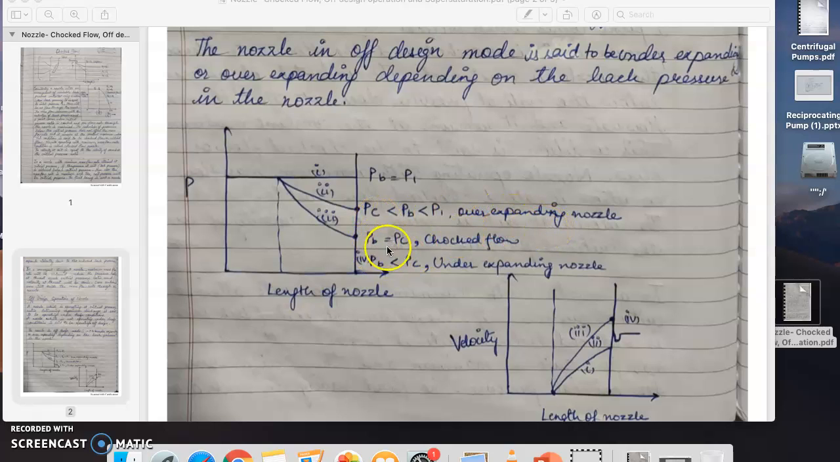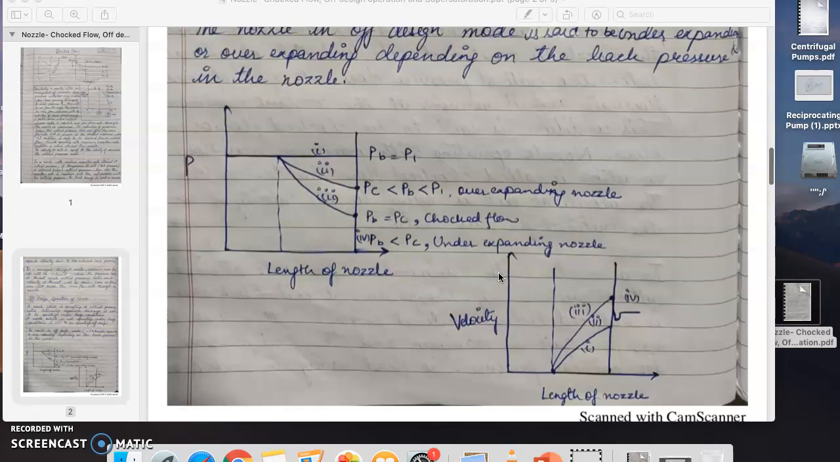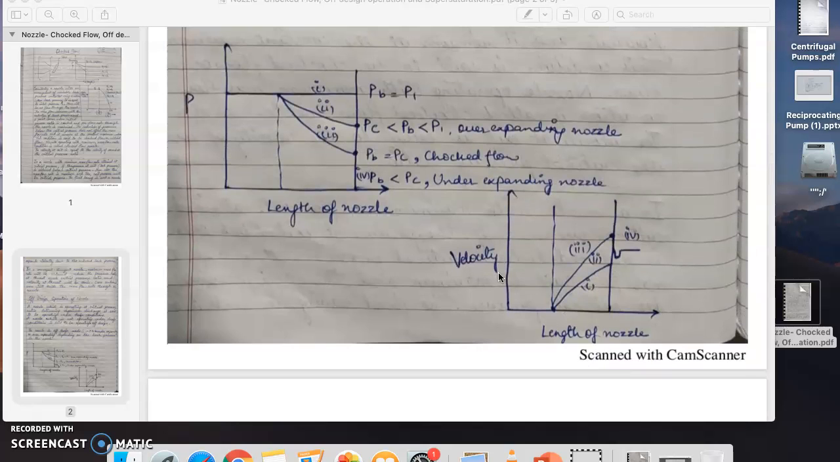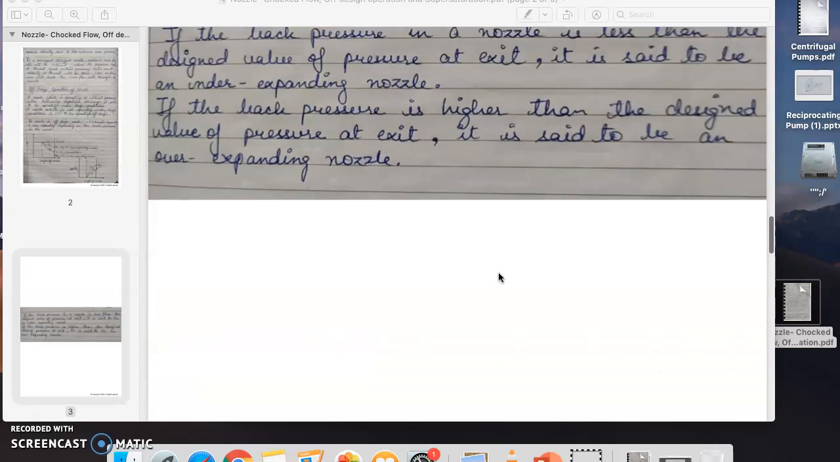And in case the back pressure PB equals PC, it will be the choked flow condition that we have already seen. And if PB is less than PC, or PC is greater than PB, then it will be an under-expanding nozzle. So this is about over-expanding or under-expanding nozzles, and this is covered under the off-design operation of the nozzle.